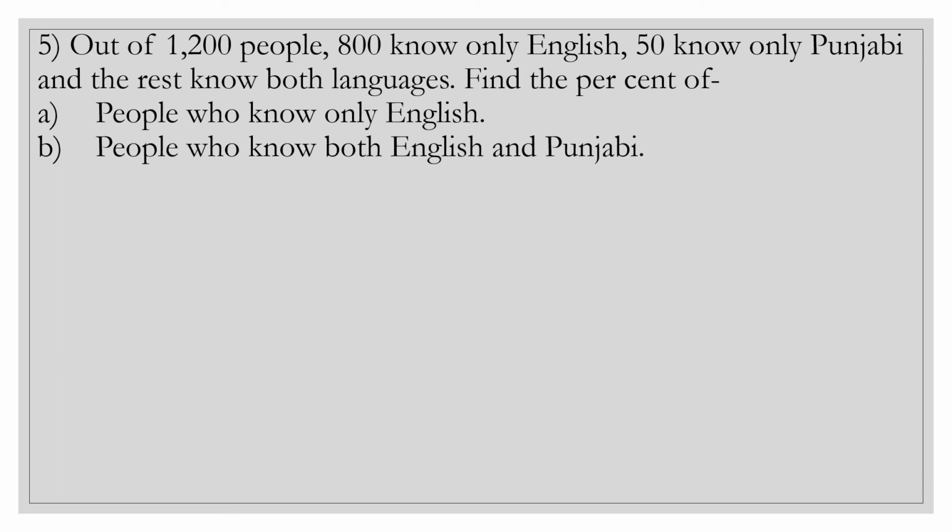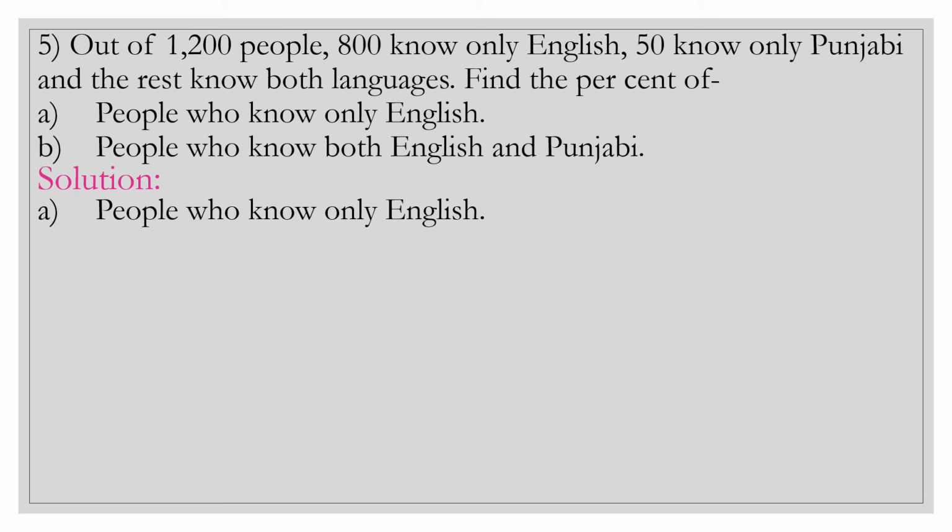Out of 1200 people, 800 know only English and 50 know only Punjabi and the rest know both languages. Find the percent of A. People who know only English. B. People who know both English and Punjabi. Let us solve part A. People who know only English.